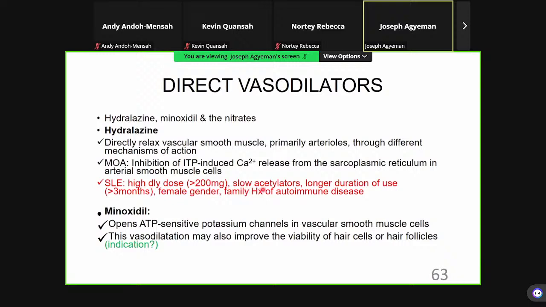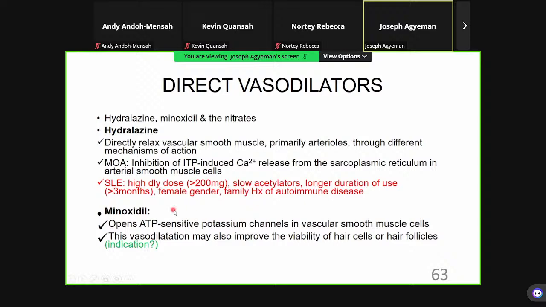Those who are slow acetylators, to metabolize this drug and make it inactive, you do acetylation. Some individuals are slow acetylators and they can also get accumulation and suffer from systemic lupus erythematosus. Family history of any autoimmune disease could also pose as a risk factor.